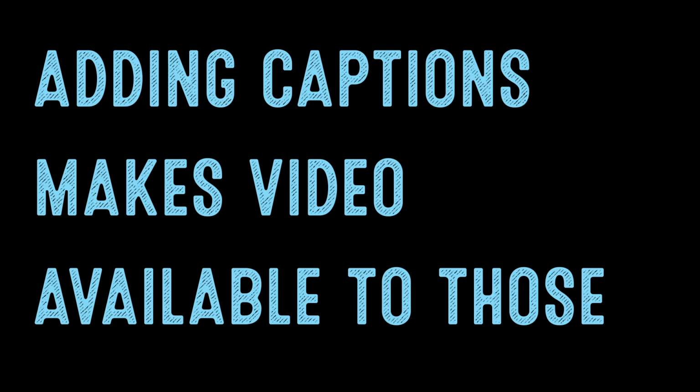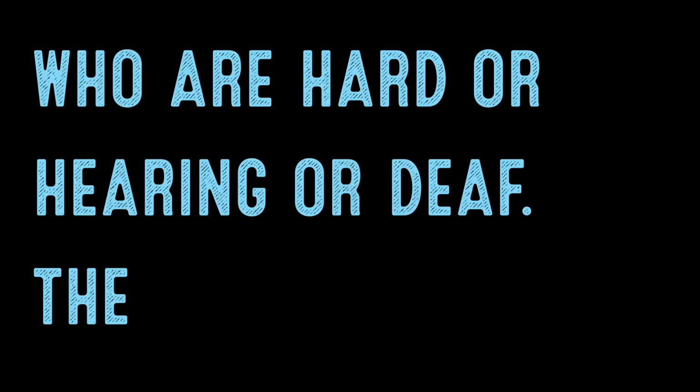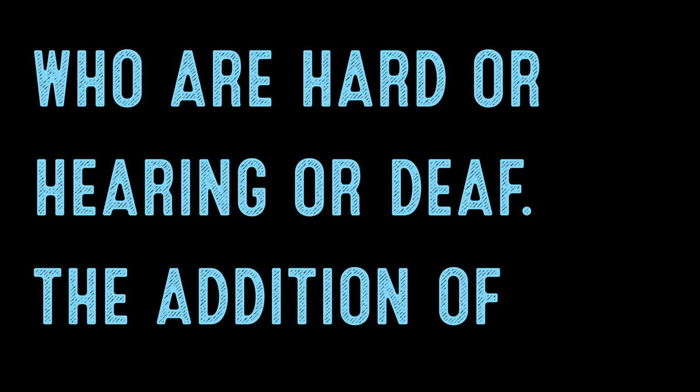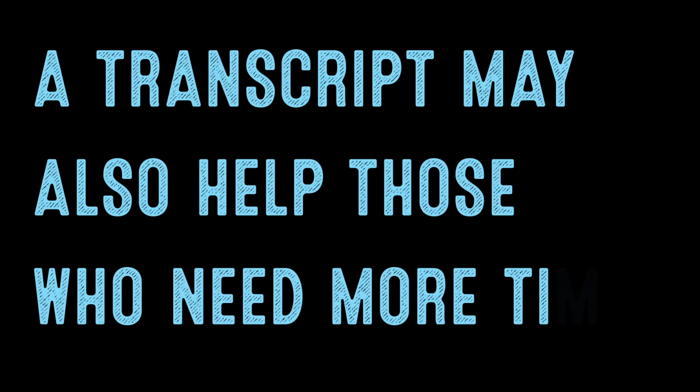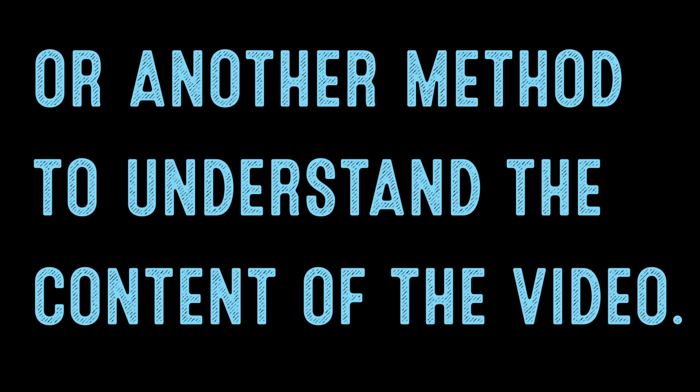The weekly code quiz. How do we make video accessible? Adding captions makes video available to those who are hard of hearing or deaf. The addition of a transcript can help those for whom the language of a video is not their primary language. A transcript may also help those who need more time or another method to fully understand the content of the video. What element can we add to make our videos more accessible?